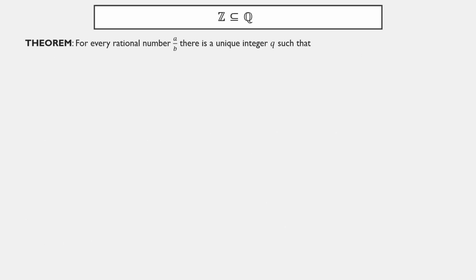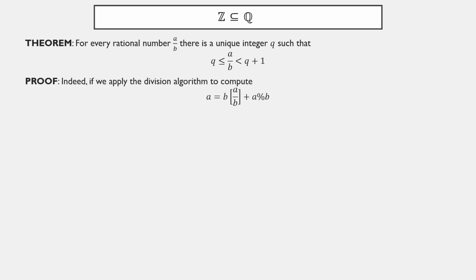So our first theorem: for every rational number a over b, there is in fact a unique integer q so that q is less than or equal to a over b, which is less than q plus 1. Indeed, all we have to do is apply the division algorithm to say that a, the numerator, is b. Remember, in standard form, that denominator b is positive.